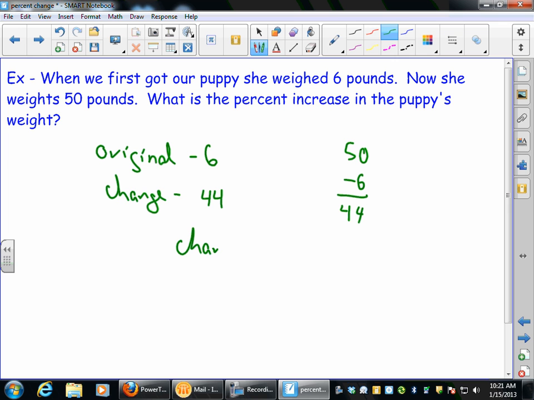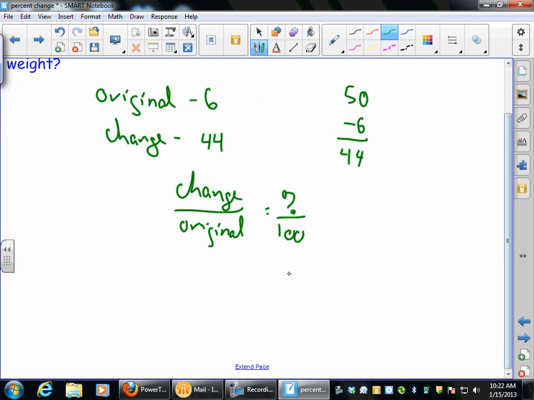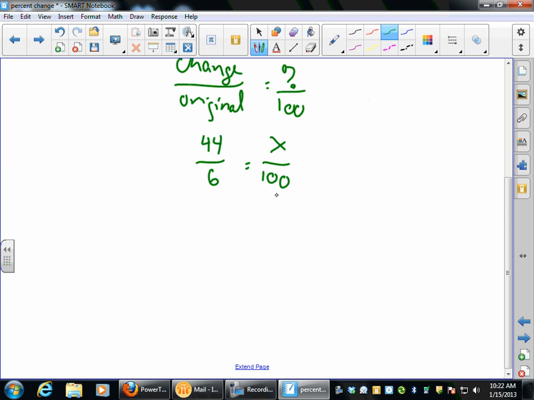So again, I use that proportion. Change over original equals percent over 100. Fill them in. Change was 44. Original was 6. I don't know the percent, and that's always 100 at the bottom. So cross multiply. 6 times x, I write 6x. 100 times 44 is 4,400. And then divide. Always cross multiply, then divide.